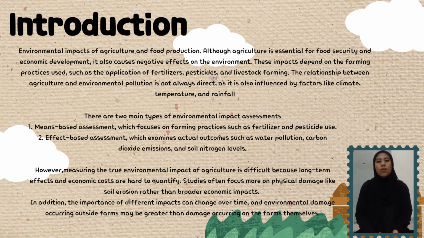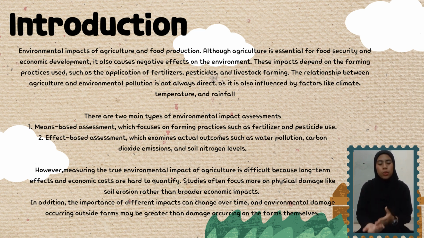Environmental impact of agriculture and food production. Although agriculture is essential for food security and economic development, it also causes negative impact on the environment. This impact depends on the farming practice used, such as the application of fertilizer, pesticide, and livestock farming.